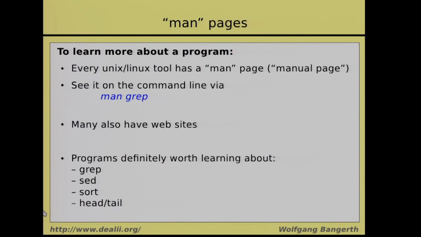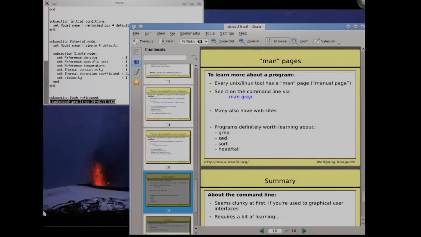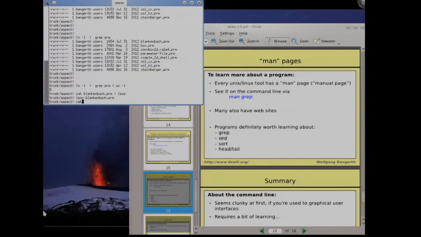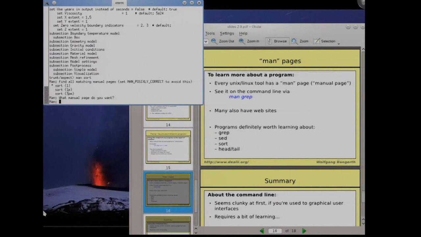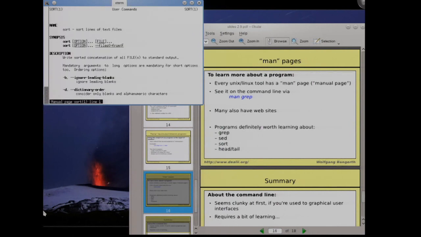Let's say sorting is a transforming filter, if you want. I could do something like this. That doesn't make any sense here, of course. I could say cat blankenbach, and then I could say sort this, and it's going to sort all of the lines in alphabetical order, which clearly makes no sense here, but I can. If I want to find out what kind of arguments sort takes, I would say man sort, and in this case there are multiple sort commands. I'm just going to say enter.